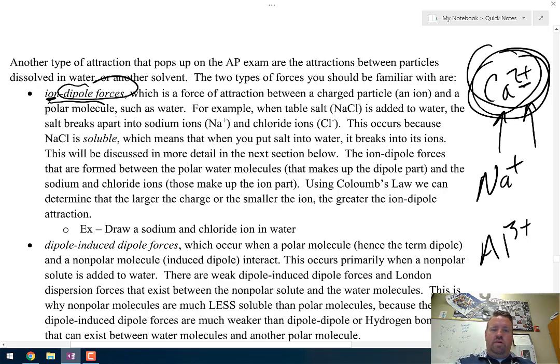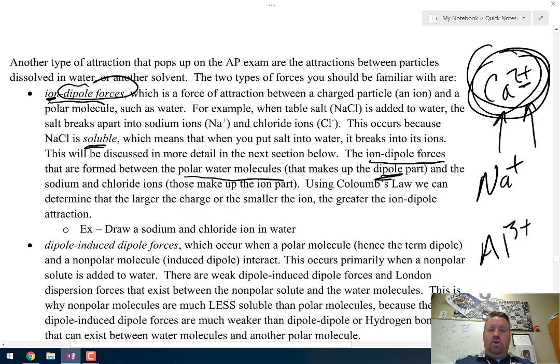For example, when you put table salt into water, the salt breaks apart into sodium ions and chloride ions. We're going to get to that in a little bit. This occurs because NaCl is what we call soluble. That means that when you put salt into water, it breaks into ions. We're going to get into that in more detail later on. The ion-dipole forces formed between the polar water molecules, that's the dipole part, and the chloride and sodium ions are what we call ion-dipole force.